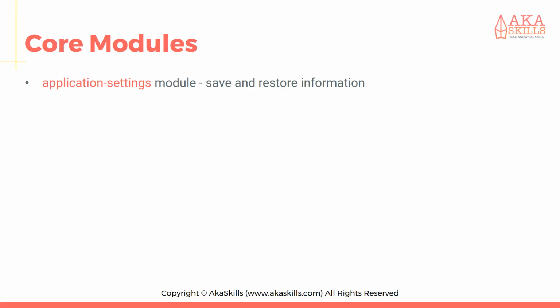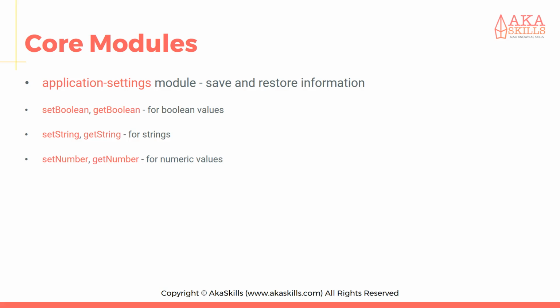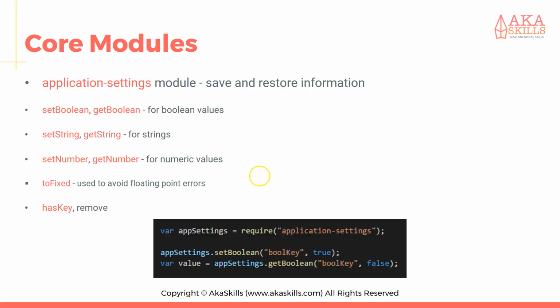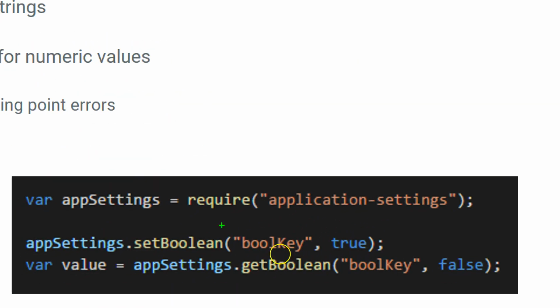Application settings module, basically it's used to save and restore information. We have setBoolean and getBoolean, which is for boolean variables. We have setString and getString for string variables, setNumber and getNumber for numeric values. And here we also have toFixed, which is used to avoid floating point errors. We also have hasKey and remove, and here is an example of using setBoolean and getBoolean.